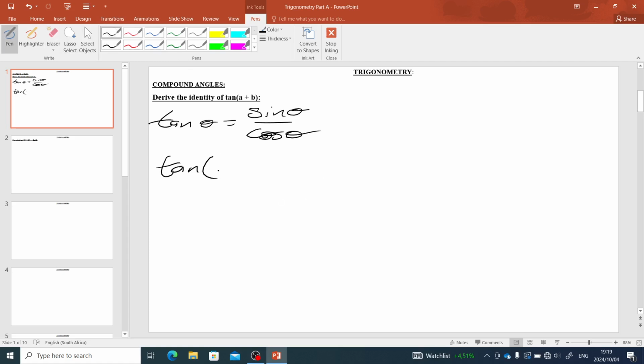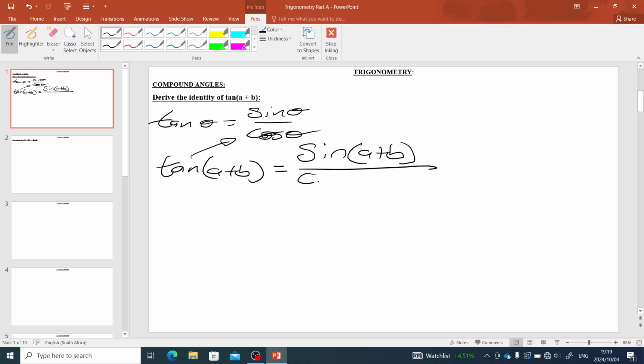tan(A + B) equals sine. We will express it in that quotient identity. It will be sine(A + B) divided by cos(A + B). Then we will apply the compound identities in expressing the right hand side.